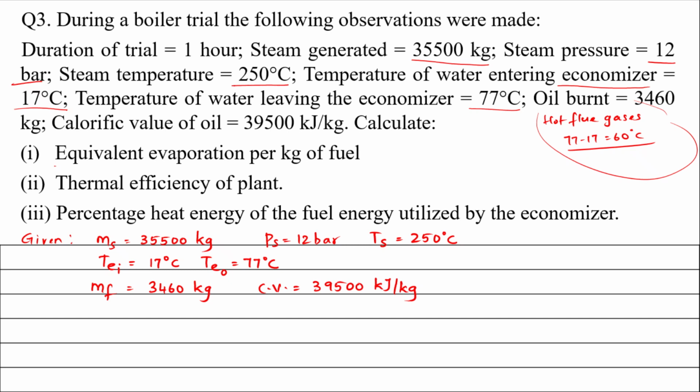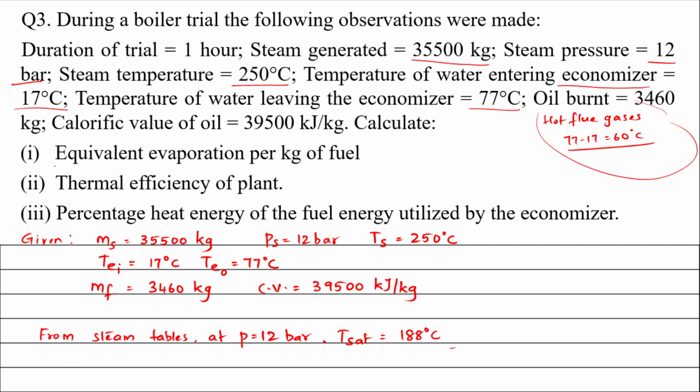So firstly, what I'll be doing? Let me have a look at my steam tables. In the steam tables, when I'm looking at the constant pressure tables, for 12 bar, from steam tables at a pressure of 12 bar, my saturation temperature Tsat is showing as 188 degrees Celsius.